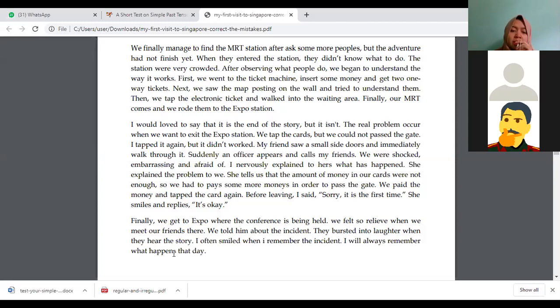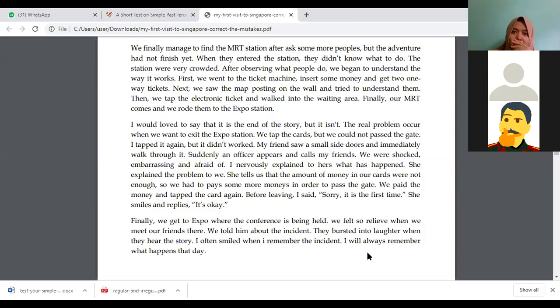What happened? What happened or what happens? Satria, this one, the last sentence. I will always remember what happens or what happened that day. I often smile, wait, that's a lowercase I, it should be capital. I will always remember what happened. It is past, that day, because it tells a past event that happened that day.